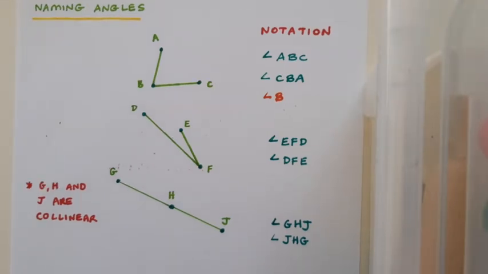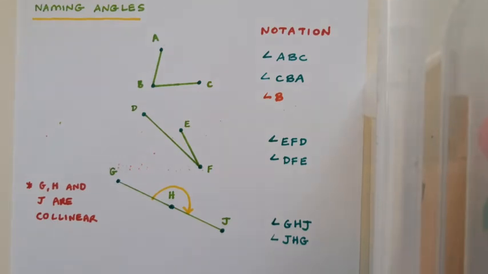And lastly, I'd like to talk about the size of this angle. Because G, H and J are collinear, it means that the angle that they create when I join G to H to J is a 180-degree angle. So I can say the angle GHJ is 180 degrees. That's a very long-winded way of saying it.